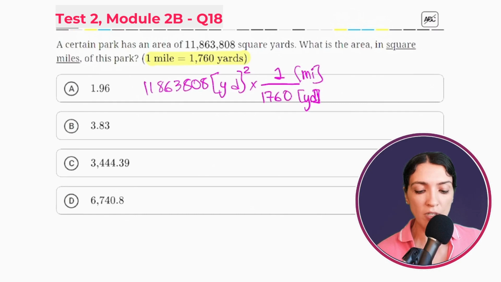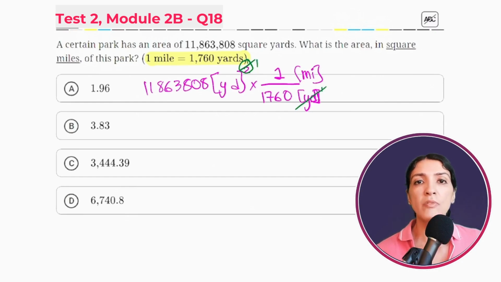So we'll put the numbers next to their corresponding units. Now let's look at the units. We have yards squared in the numerator and 1 yard in the denominator. So these cancel out, but we'll still have a yard in the numerator.